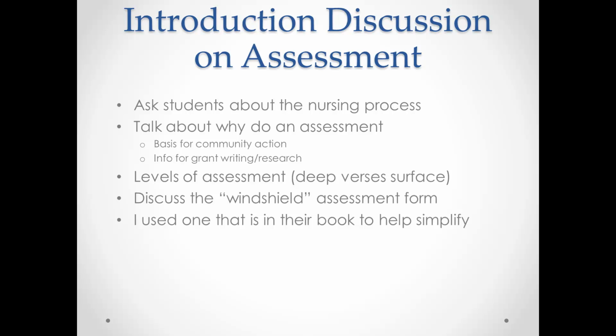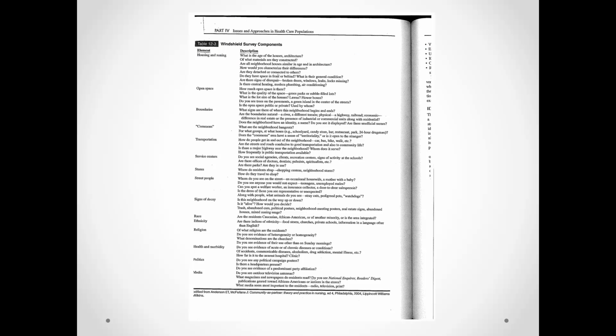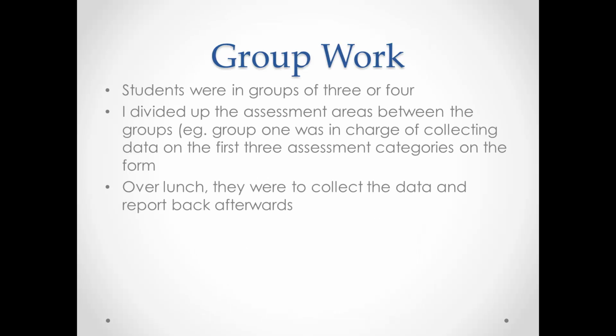I use the one that's in the book because it's in the book and people have access to it. So here you can see the different areas: housing and zoning is number 1, open spaces 2, boundaries 3, commons 4, transportation 5, service centers 6, 7 stores, street people, signs of decay, race, ethnicity, religion, health and morbidity, politics, and finally media. And there are questions under each one.